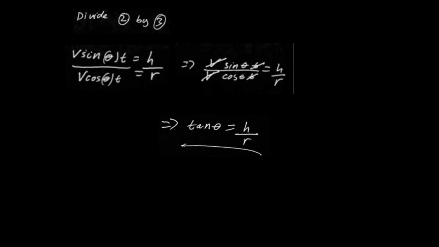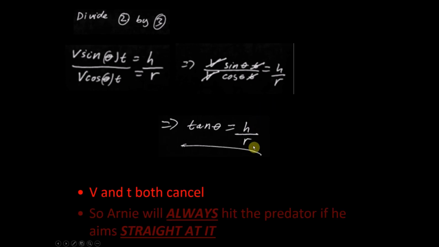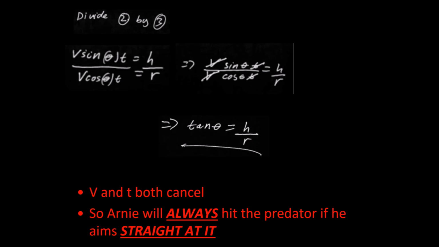So v and t both cancel. The velocity and the time cancel out here, and all that really matters is the launch angle of the bullet, because the launch angle dictates the height and the range of our bullet. So v and t both cancel, so he will always hit the predator if he aims straight at it.